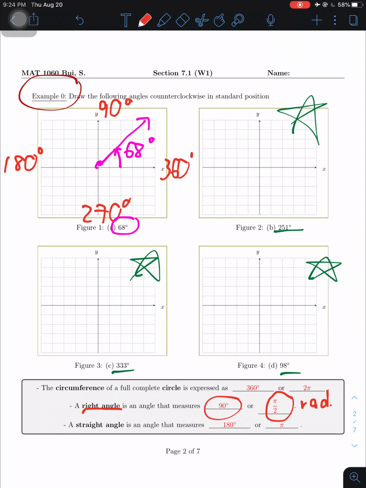Okay, a straight angle here is 180 degrees, or pi radians. Okay, this is the big part. This is the big relationship between the degree system and the radian system. We always have to remember that 180 degrees equals pi radians. It's a really big thing that you have to remember throughout this course. Okay, and the last piece of information I want to recall for you guys is that the circumference of a full circle is 360 degrees or 2 pi radians.